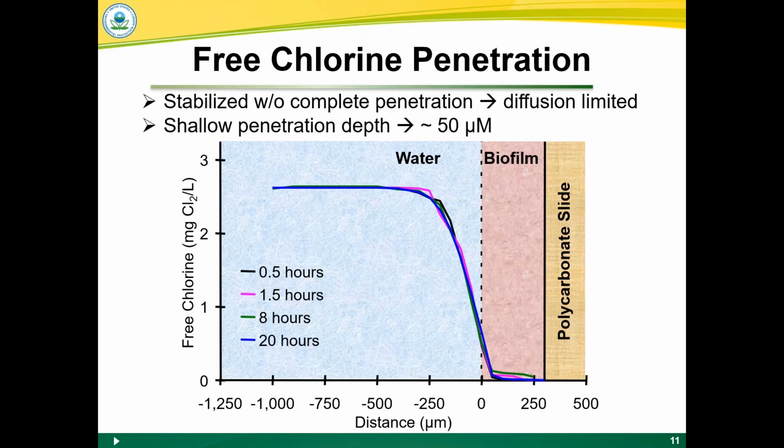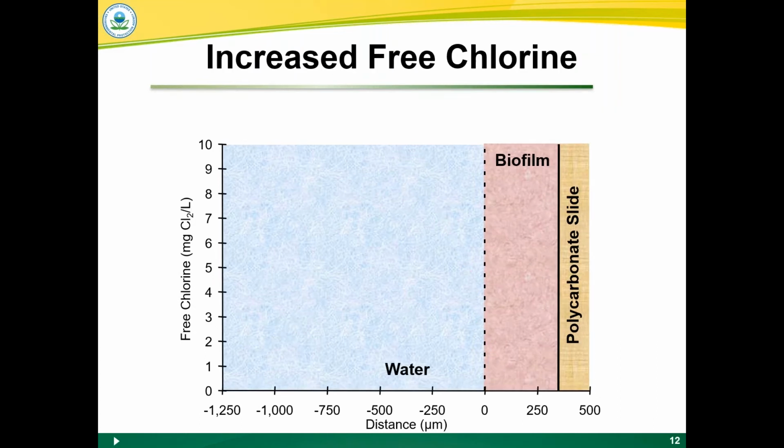So different from monochloramine, free chlorine stabilized without complete penetration. It was diffusion limited. We couldn't get enough chemical there to make it go in further, and it only penetrated the very surface, about 50 microns, or the very top layers of the biofilm. Much different than monochloramine. One thing you can do to help it penetrate is increase the concentration, again, to deliver more chemical to the biofilm.